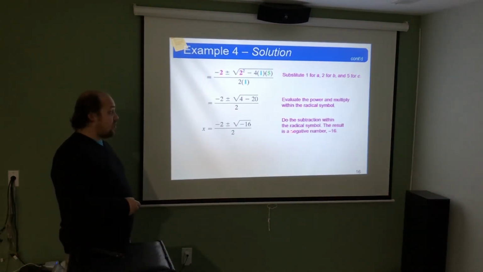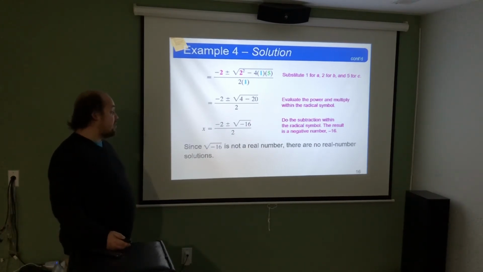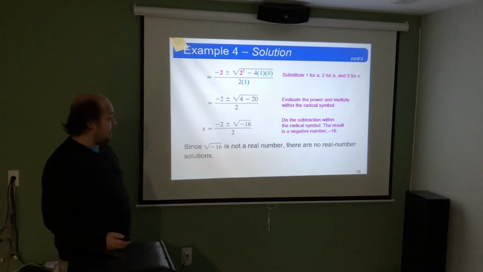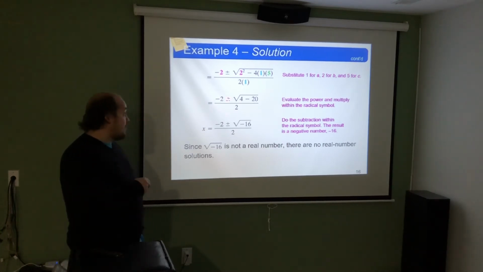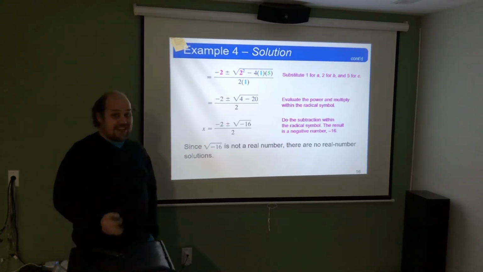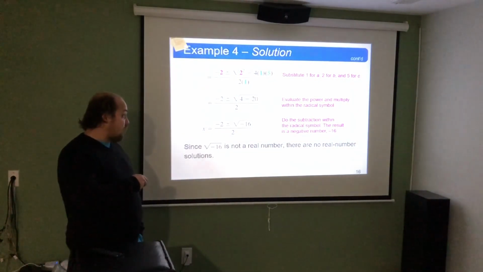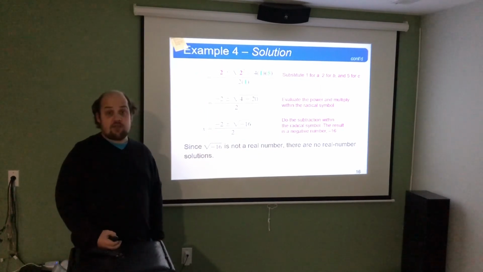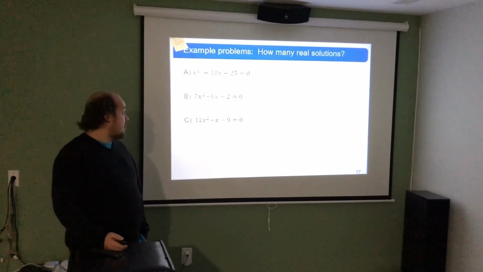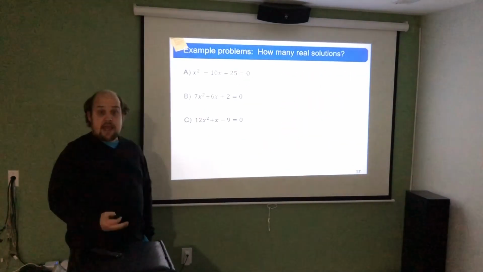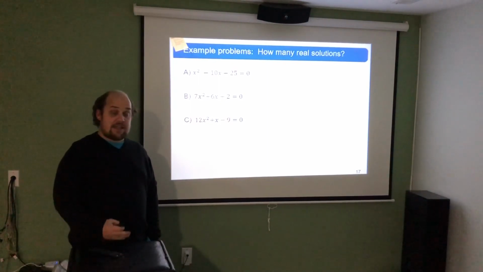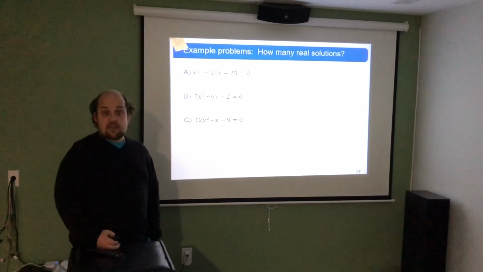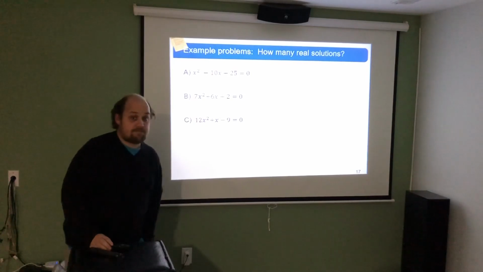Since the result under the radical symbol is a negative number, negative 16, it means there's no real number solutions to the problem. So really they went through and did everything else in the problem. They didn't need to. You can focus right here on what's happening under the root in order to answer the question, how many solutions did this have? Here's 3 more examples that we're going to end with by going over how to find the different number of solutions in 3 different types of problems.